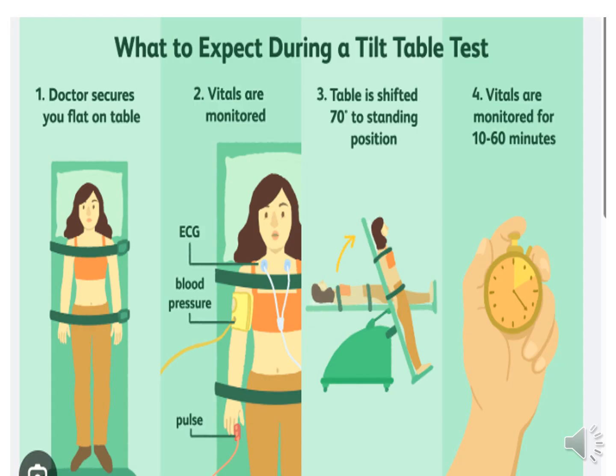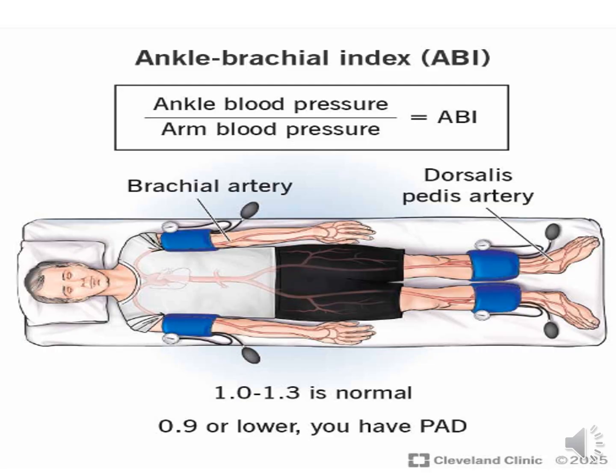Regarding the tilt test, it's a usual, non-invasive, easy diagnostic test, putting the patient in different positions from lying or supine position until standing, and measuring vital signs and blood pressure especially to assess if there is any problem. Ankle brachial index means we divide the ankle blood pressure by the arm blood pressure, and then we have a ratio. If it is less than 0.9, it means the patient has a peripheral arterial disorder.